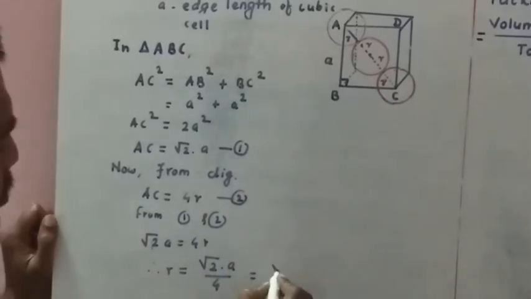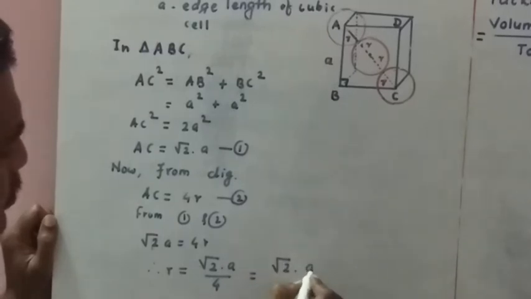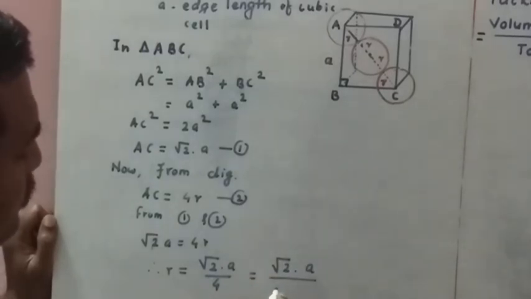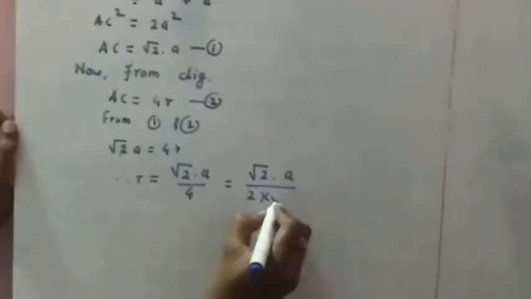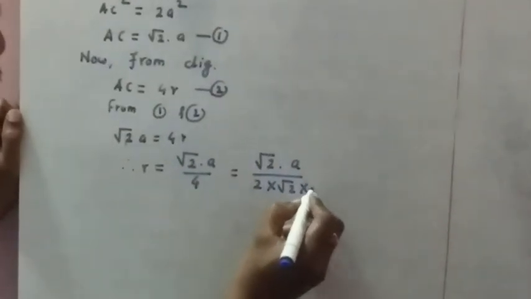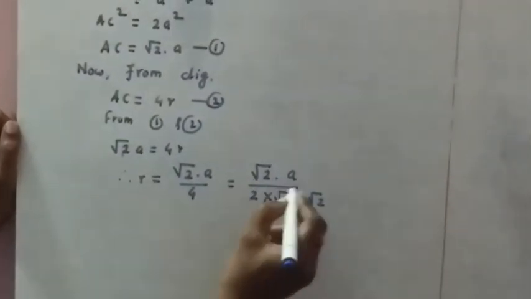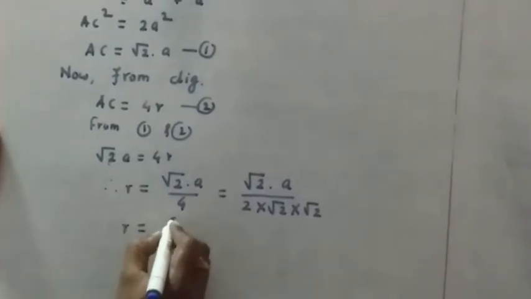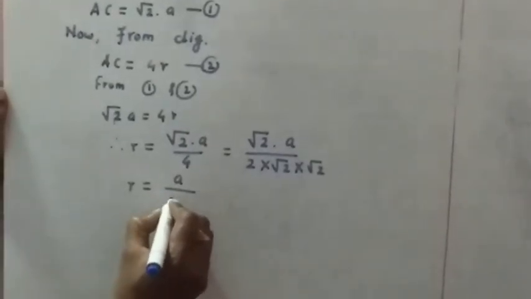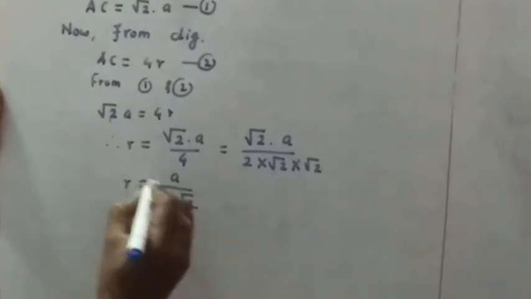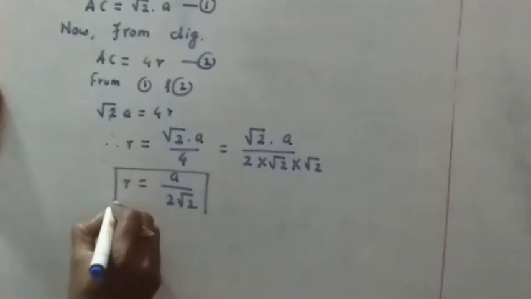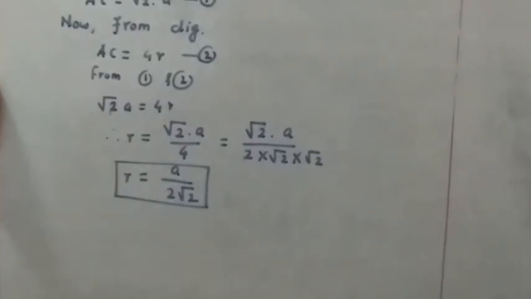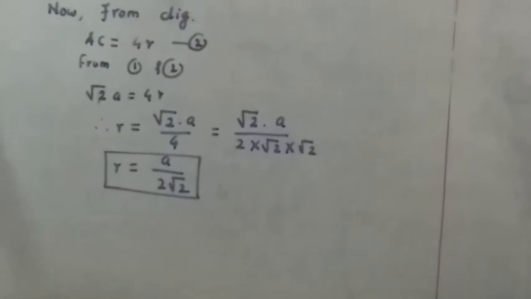So 4 is equal to 2 into 2, so 2 into root 2 into root 2. This root 2 will get cancelled. So here R will be a upon 2 root 2. R is equal to a upon 2 root 2.